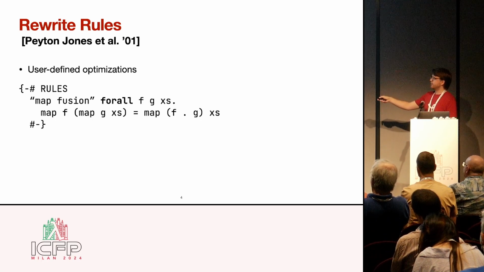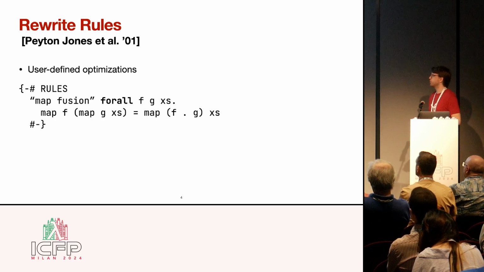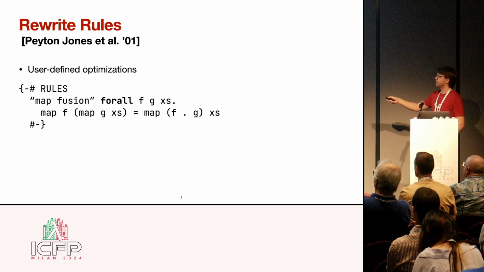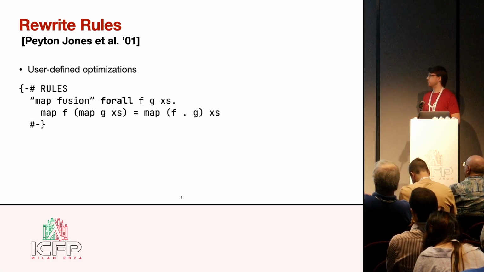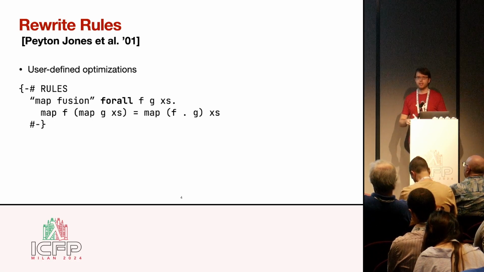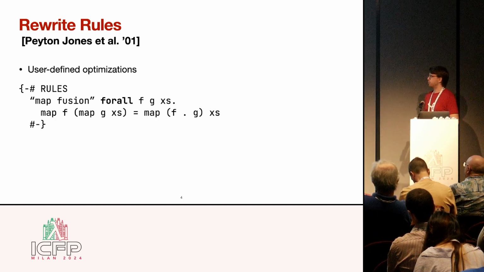So on the left-hand side, you can see that I've written map f applied to map g applied to the list xs. This is called the template, and that's what GHC will search for in your programs. And on the right-hand side, you can see that there's a map of f composed with g applied to xs, and I'll just call it the right-hand side, and that is what the rewrite rule will rewrite your code into if it finds any occurrences of this template in your code.